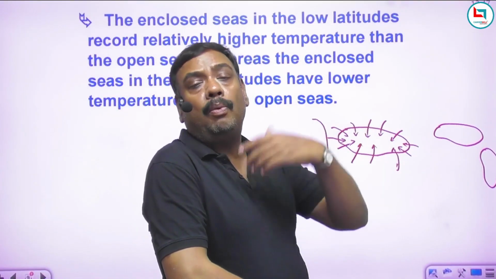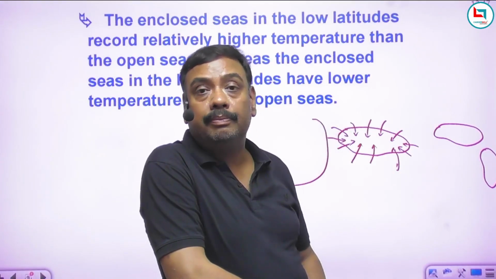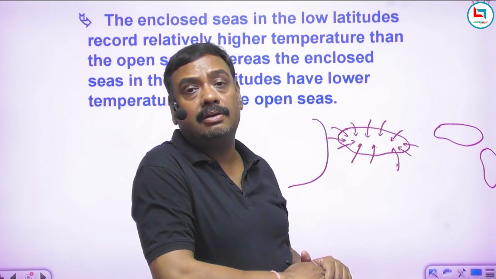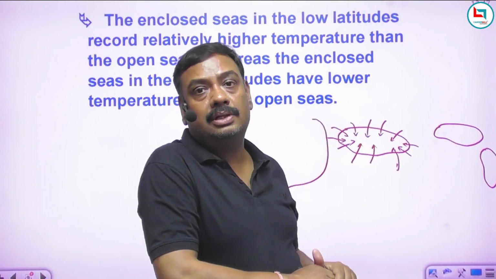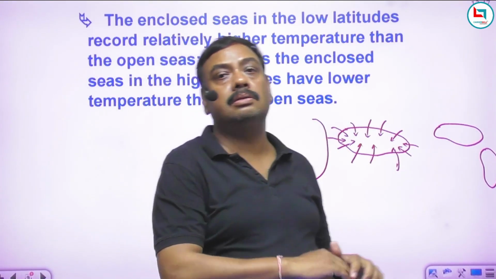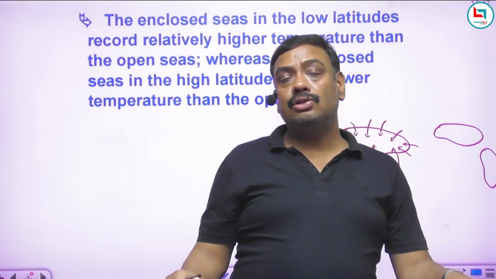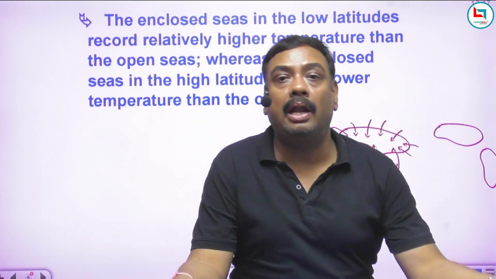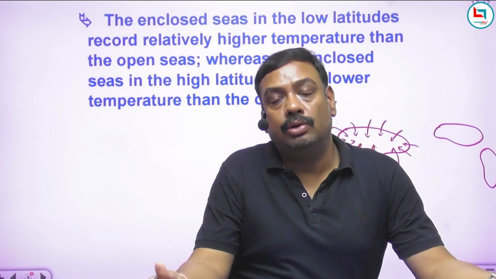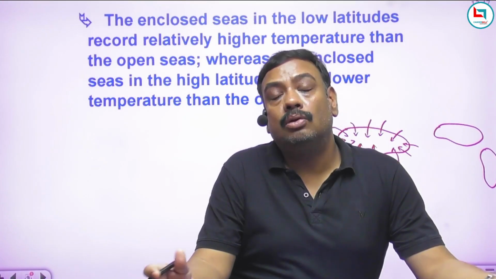Now this thing is opposite for that enclosed sea which is found in the high latitudinal region, because for the high latitudinal region, the solar radiations are slant, the solar radiations are oblique, and so not much insolation is received by the land surface, and so the land surface is rather colder. If it is colder, obviously the enclosed sea between that cold land area is also becoming cold.